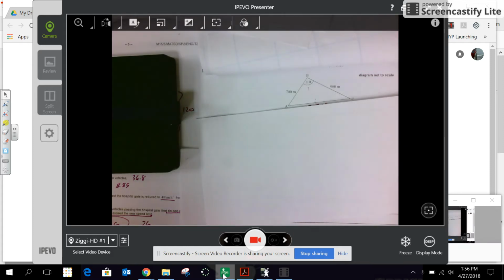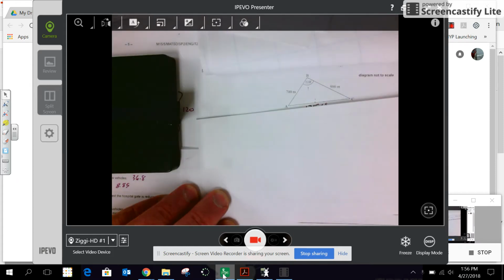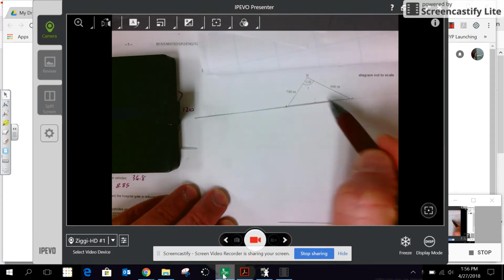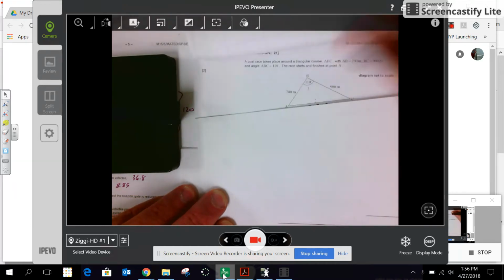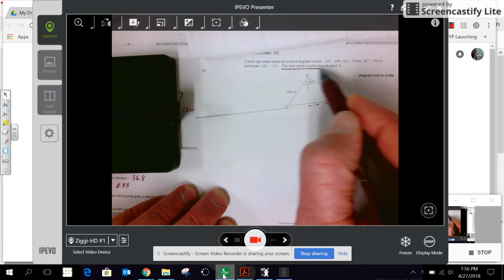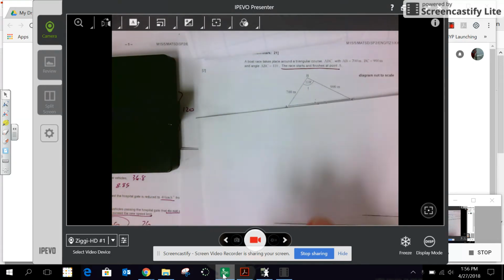Okay, I'm going to be doing problem number 4 on paper 2 kind of quickly. Try to get it in 10 minutes here. So I see our triangle is not a right triangle, and the dimensions are all up here. The only additional information is that the race starts and finishes at point A. That may be relevant later on.